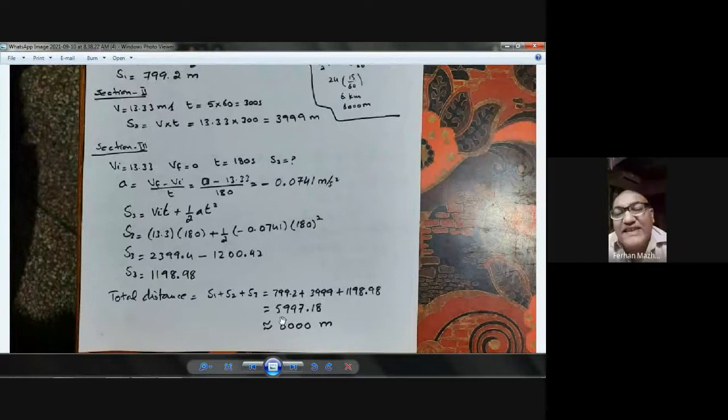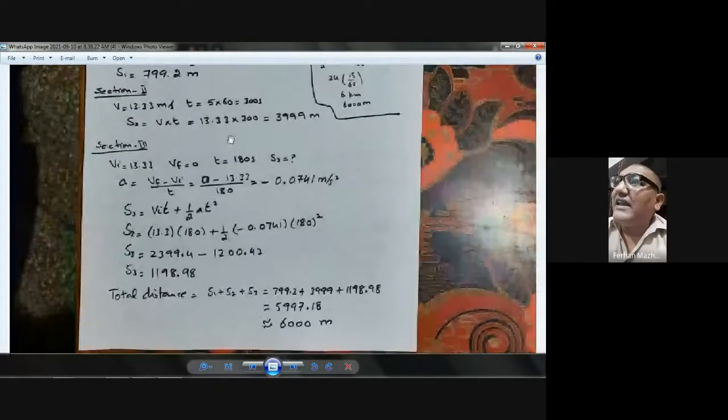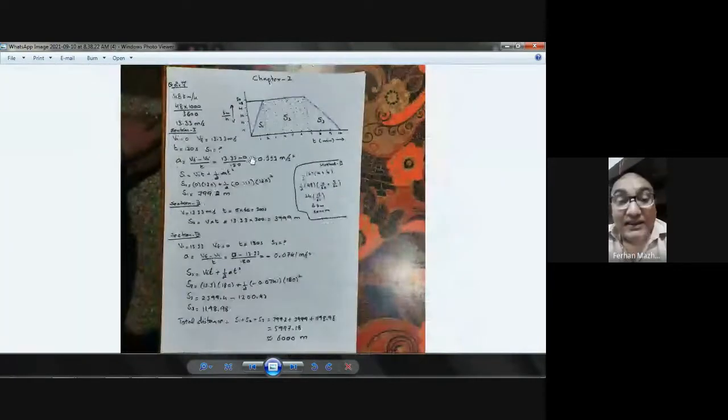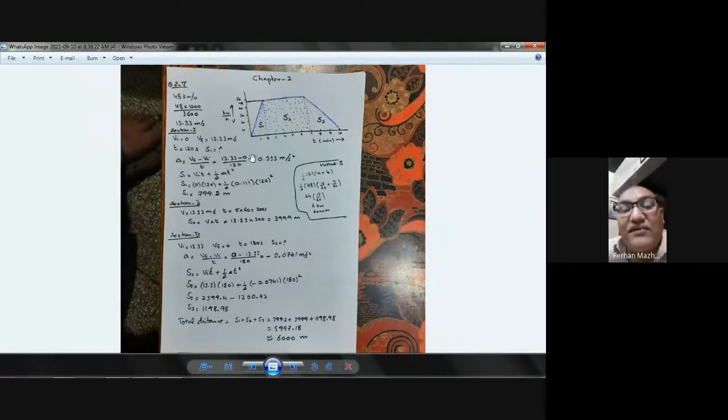Approximately it will be 6,000 meters, the answer which was given in your book. Okay, so this is one style of doing this question, and another way of doing this question, I can tell you, is another method of getting the distance traveled: to find out that distance traveled from the graph. This way is in your book. Most of the Matric people do like this.